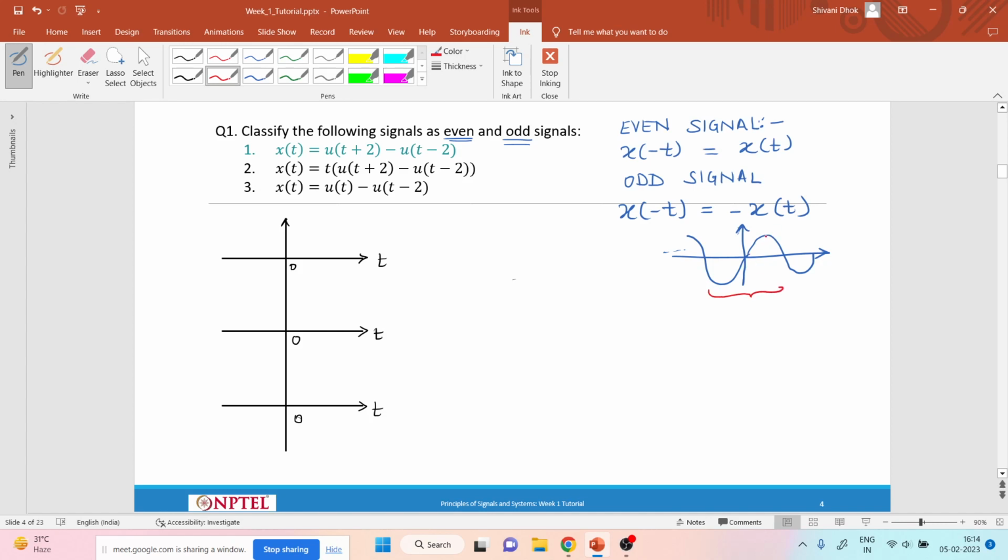So we see that there is no symmetry about this, like x of minus t is not equal to x of t. If you flip it, if you consider x of minus t, it will be something like this. So it is not the same. But if you go on and flip it about this t axis, so this is basically x of minus t, and if you do minus of x of minus t, then it will be something like this.